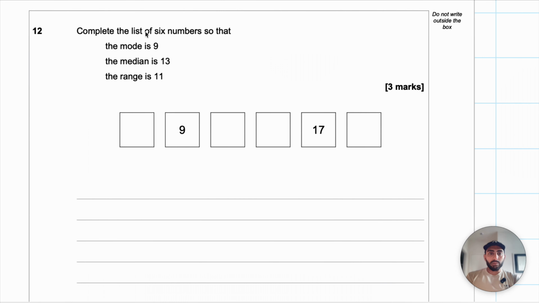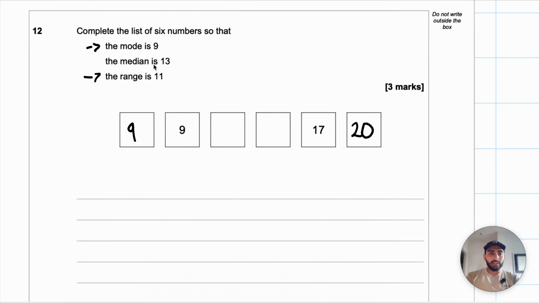Question 12. Complete the list of 6 numbers so that the mode is 9, the median is 13, and the range is 11. Let's do this one first. Mode just means the most common, the most popular. I only have 1 9, so I need at least 2 9s. Then it tells me the range is 11. So that says the biggest take away the smallest will be equal to 11. So if I do 9 add 11, that will give me the biggest number.